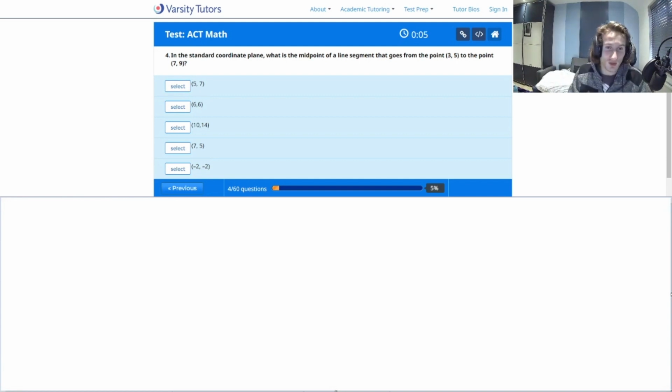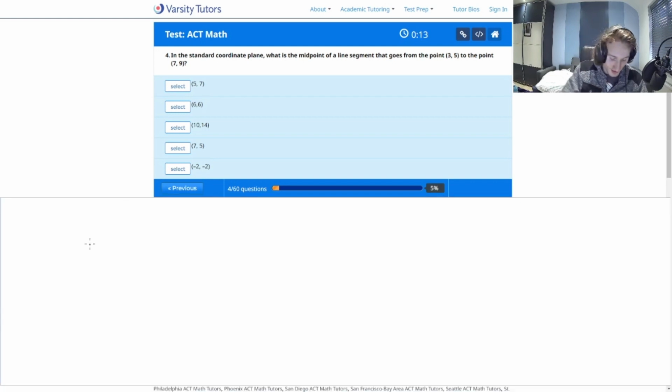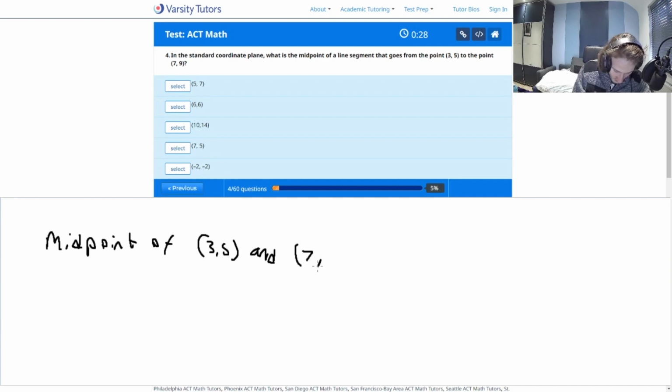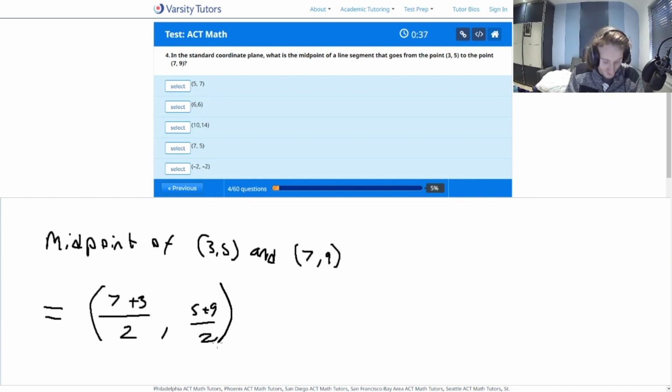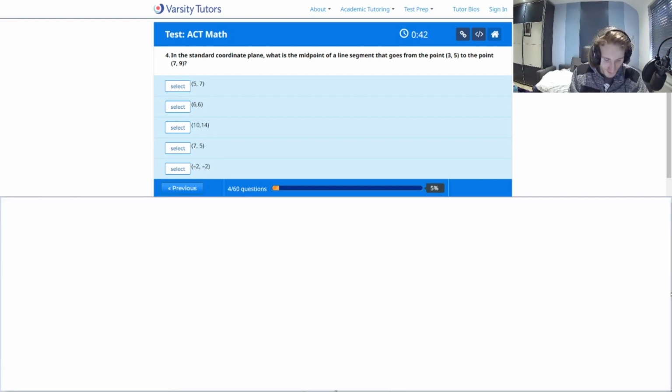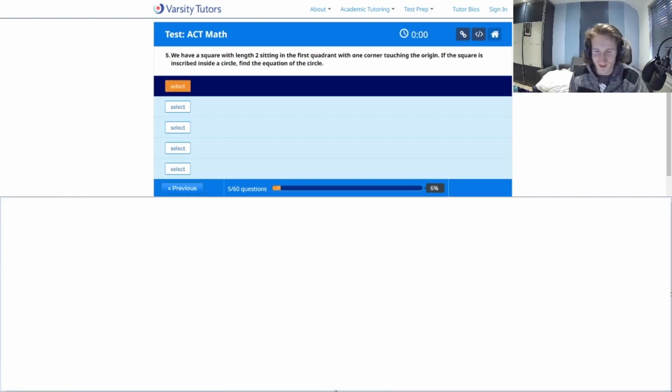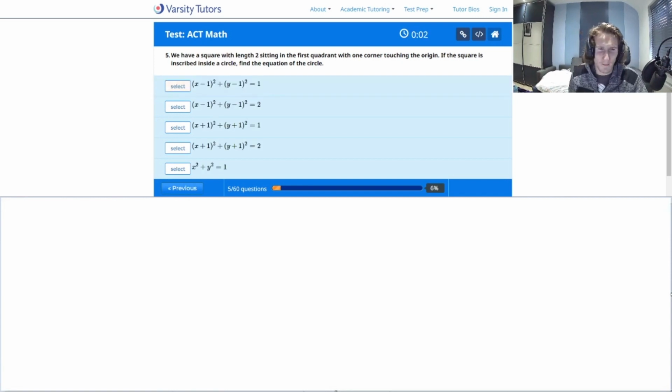Alright, in the standard coordinate plane, what is the midpoint of the segment that goes from 3,5 to 7,9? Okay, let's draw a diagram. Oh, hang on, what am I doing? Just find the average of them. What am I doing? Overcomplicating it. Just find the average, dude. What are you doing?